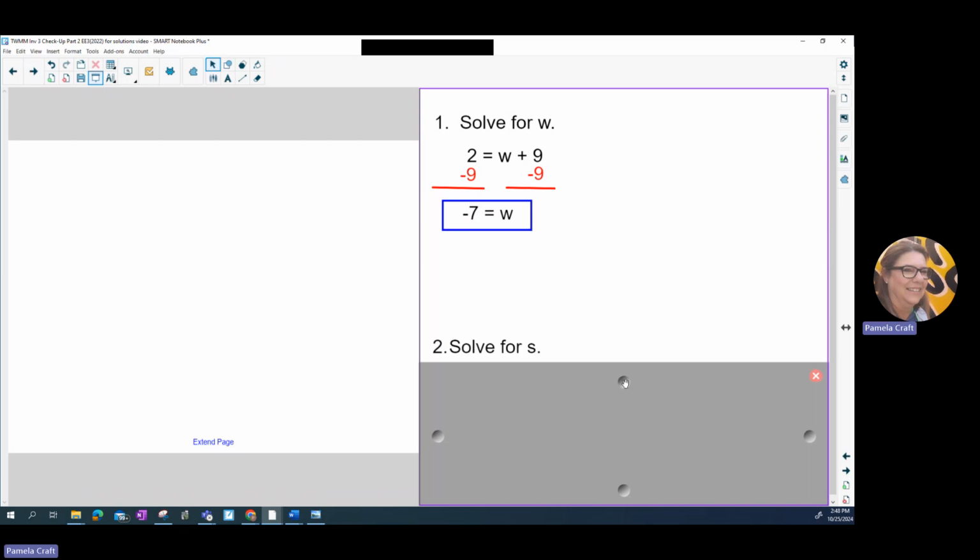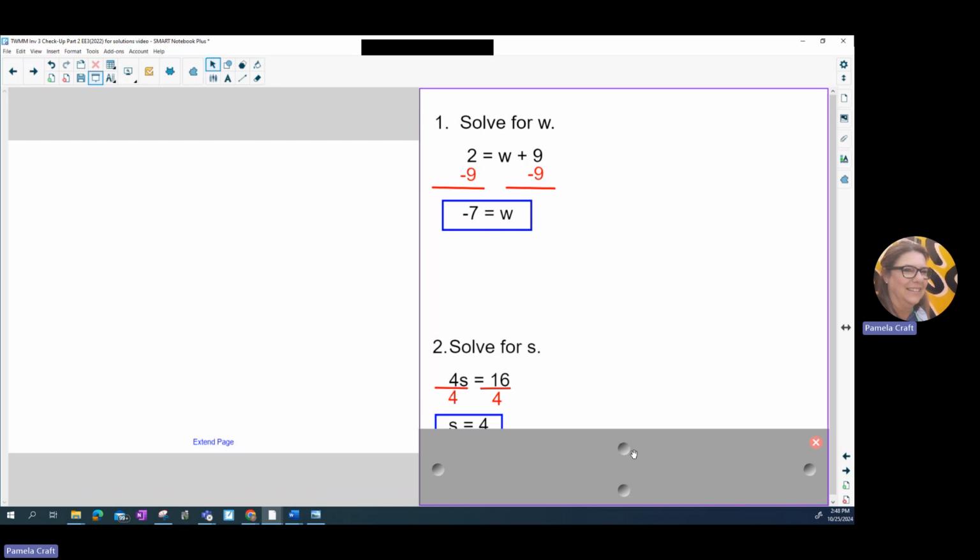Number 2, we are solving for S. We have 4S is equal to 16. This is a one-step equation with multiplication. How do I undo multiplication? I divide. So I'm going to divide both sides by 4. This is me showing that balance. 4S divided by 4 is 1S, and 16 divided by 4 is 4. This was what was important, showing that balance.